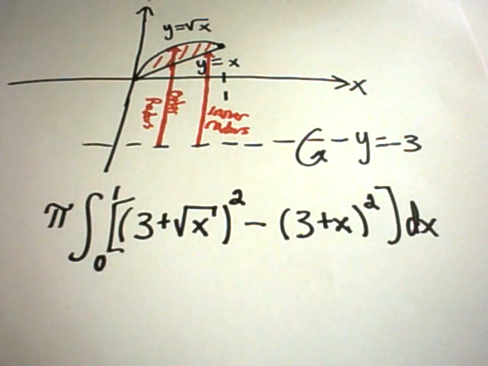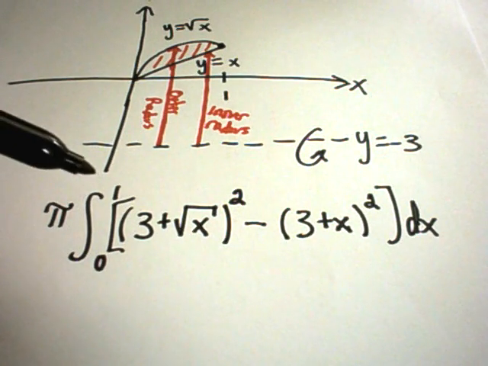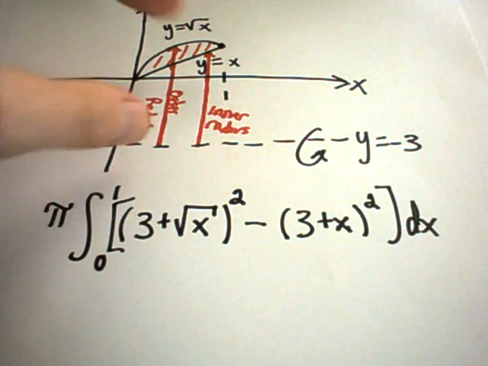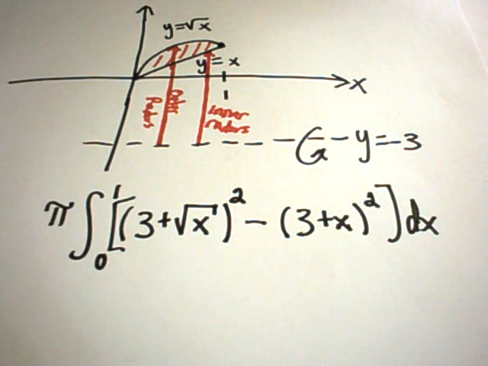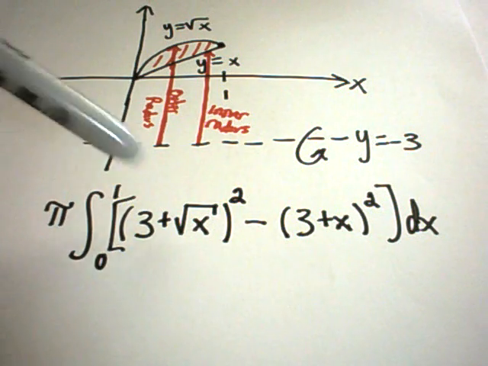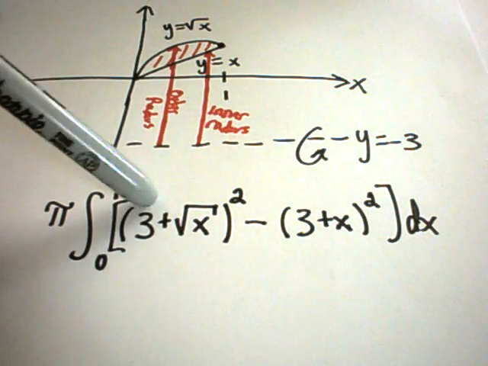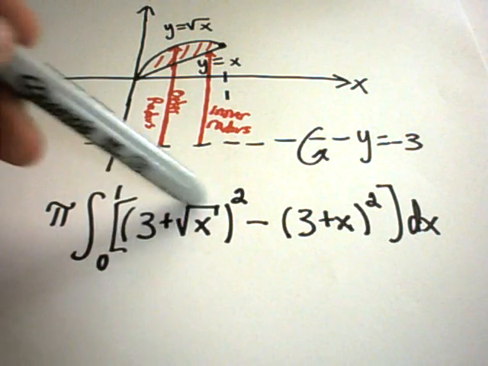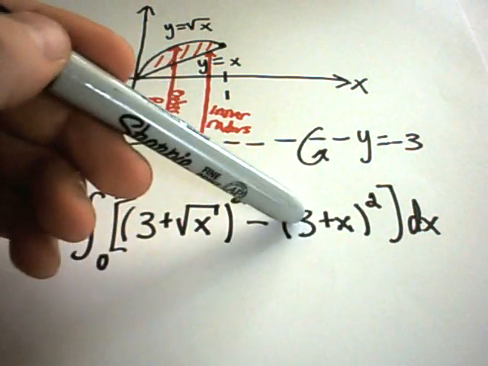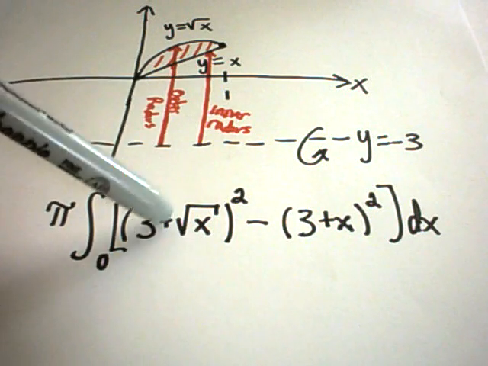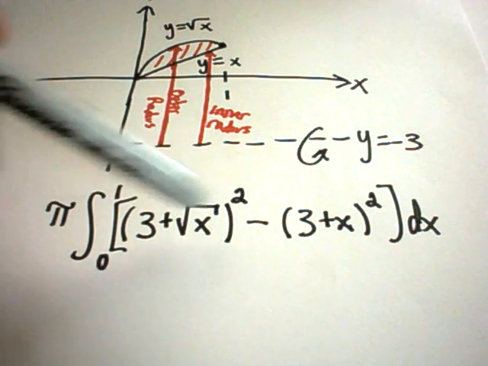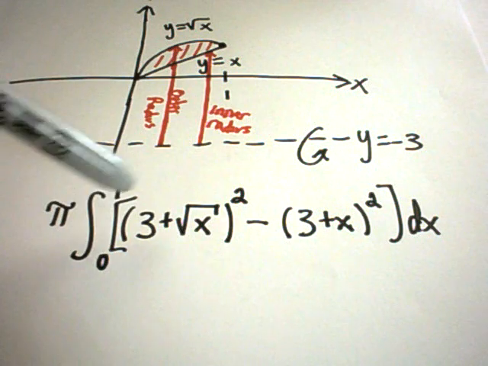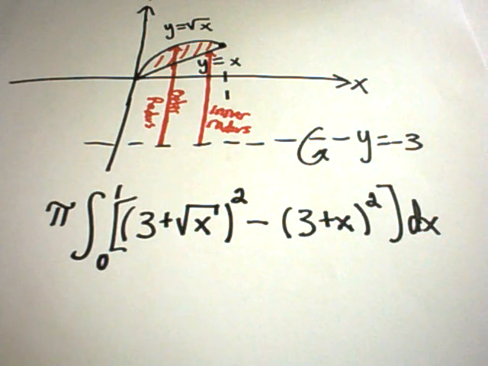So again, a little confusing the first time you do this stuff. But I think if you start thinking about problems in terms of this, hopefully they'll get a little bit easier as you go. To integrate this, the only thing I would do is just multiply this out: 3 plus square root of x times 3 plus square root of x, and 3 plus x times 3 plus x. So you'd have to do quite a bit of multiplying and collecting like terms. But then the integration should be relatively straightforward.